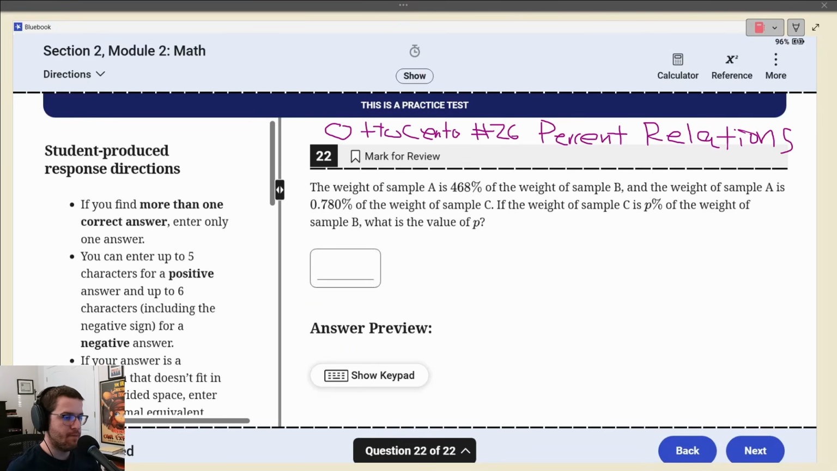Okay, question 22. I go over this in great detail, guys, in my OTA tutorial number 26 called Percent Relations. Lots of free practice problems you can download and watch in that video, so please go check that out. All right, so I'm just going to assume you've already watched it.